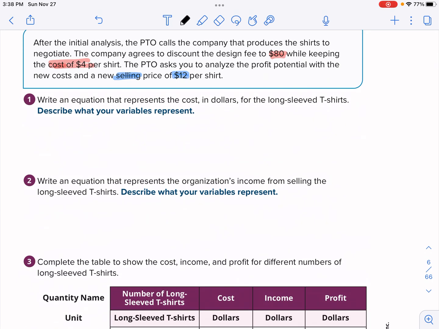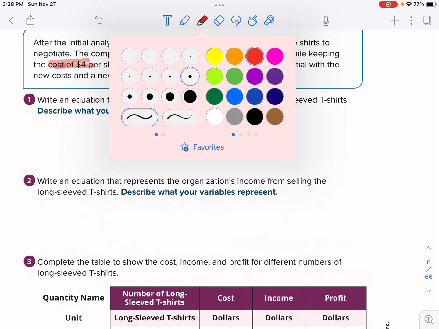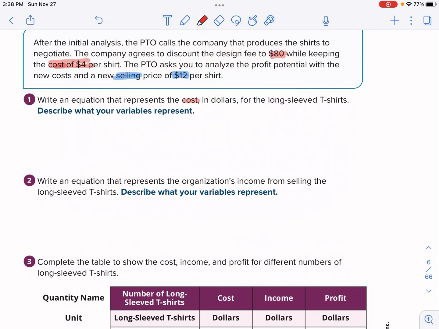Write an equation that represents the cost in terms of dollars for the long sleeve t-shirts. So what I highlighted in red here, that is the equation. So the equation in slope-intercept form, y equal to mx plus b. b is where we begin, that's $80. And m is how much we're increasing, that's $4 per shirt. So y equal to 4x plus 80. And then y is the total cost.